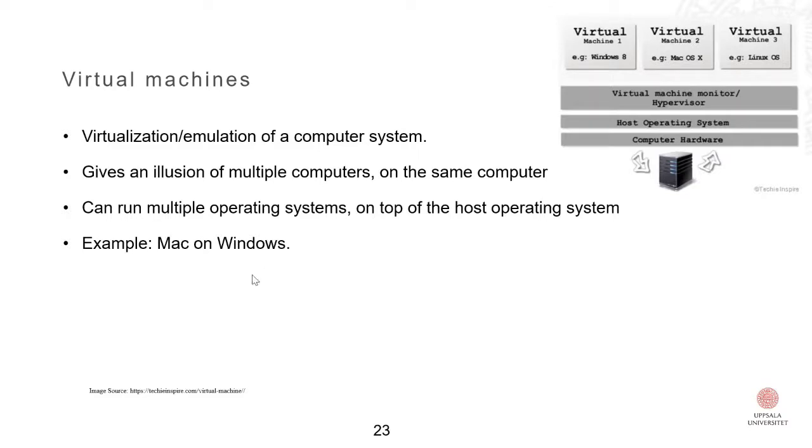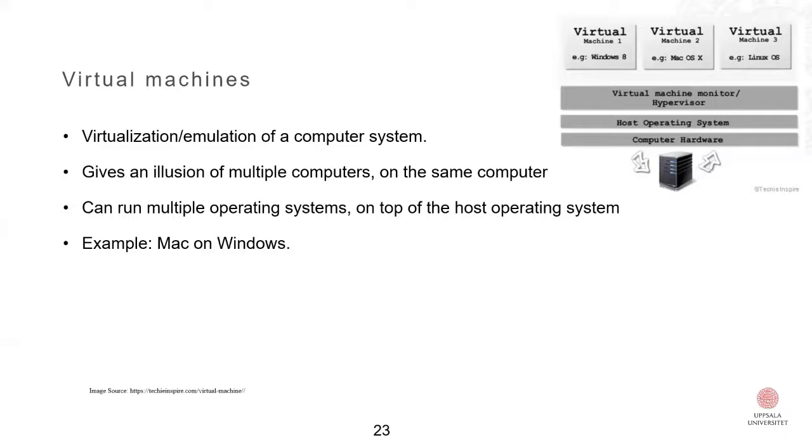For example, you can run Mac OS on your Windows or Linux on your Mac OS or any combination that you would imagine. In this case, we have the computer hardware at the bottom, and then we have the host operating system, meaning the operating system that is installed on this hardware. And then on top of it comes something called a hypervisor or virtual machine monitor that manages these virtual machines. In virtual machines, we have virtual systems. They don't really exist. We have just a simulation of the capabilities of those machines.